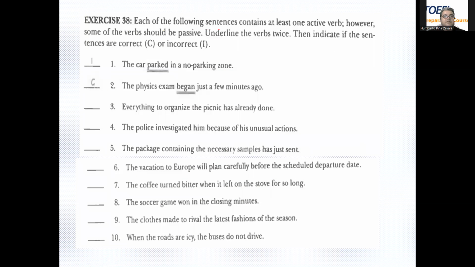Exercise 38. Each of the following sentences contains at least one active verb. However, some verbs should be passive. So we're going to underline twice the words that indicate the sense, and mark sentences as correct or incorrect. Let's look at the examples. The car parked in a no parking zone. Right, we got parked there. Now the car does not park itself, so it needs to be parked, right? So we require a passive voice here. It should be: the car was parked in a no parking zone.